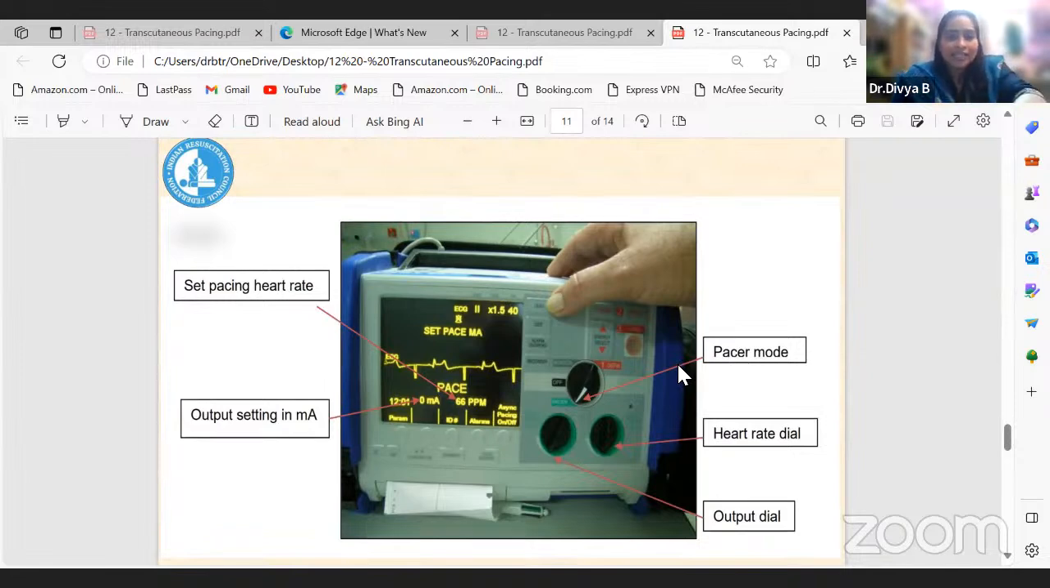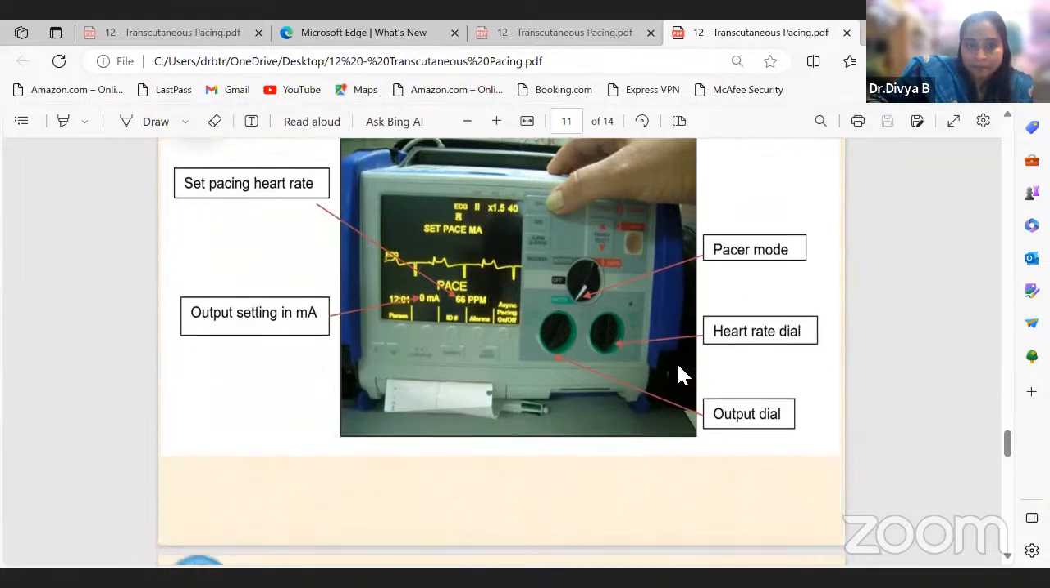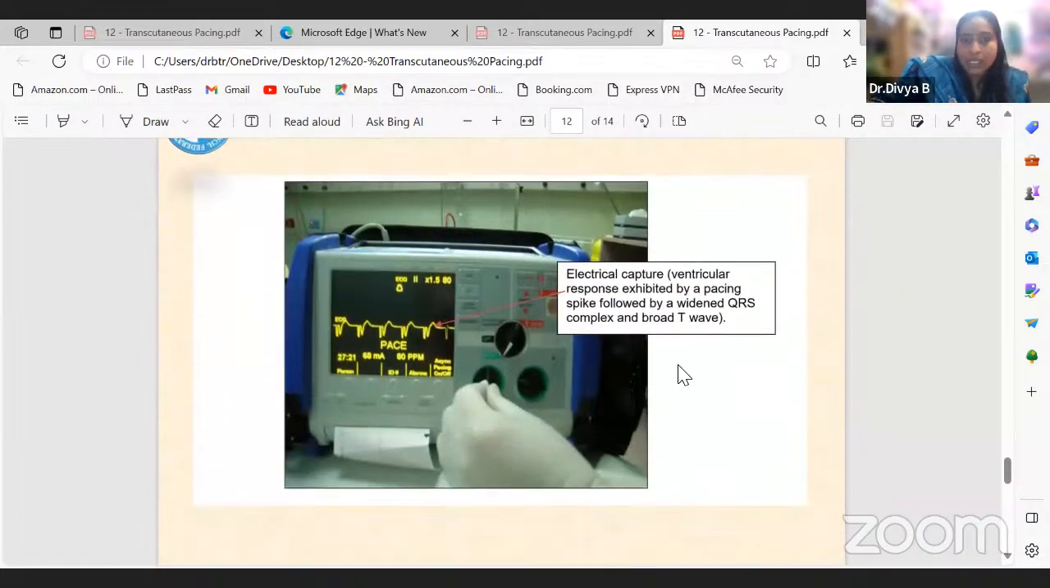And then on the screen, you can see the set pacing heart rate that you have set and the output generated. So if you can see 0 milliamps, you have to adjust, because no electricity is being delivered to your heart. Yes. So if you can see here, the impulse can be seen as a straight line, just a spike just before the QRS. That tells you that the impulse is not coming from your SA node, it is coming from your pacemaker. That confirms that your output is adequate.